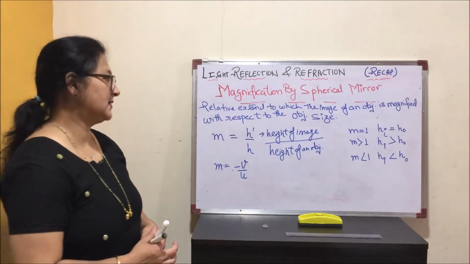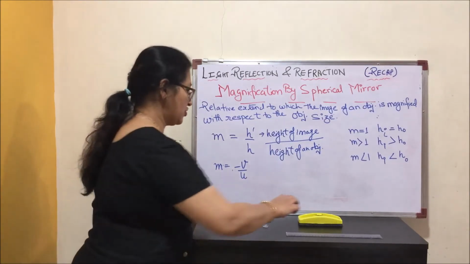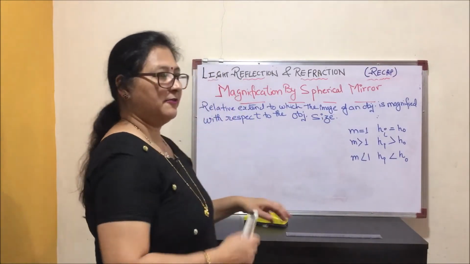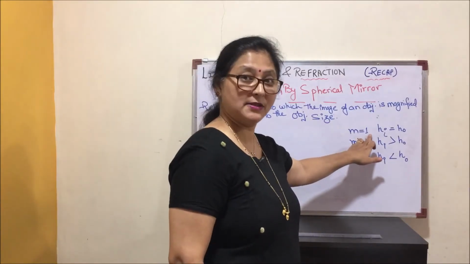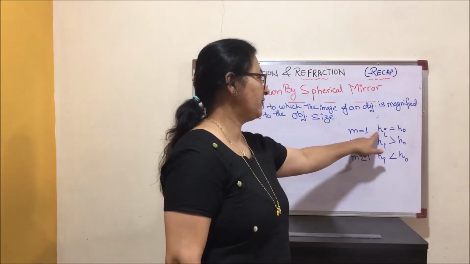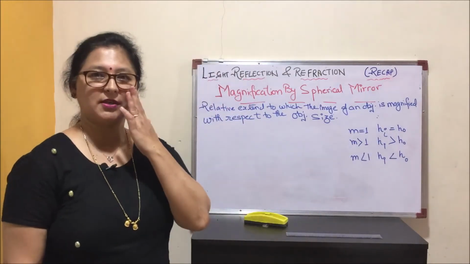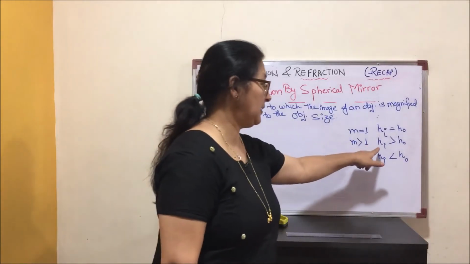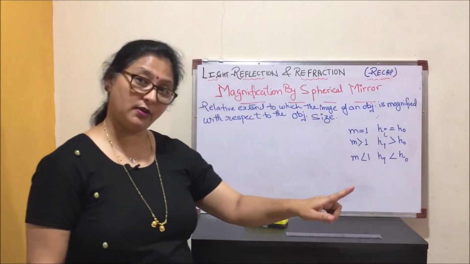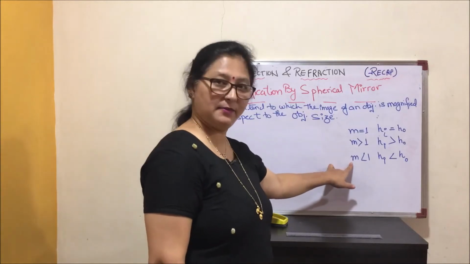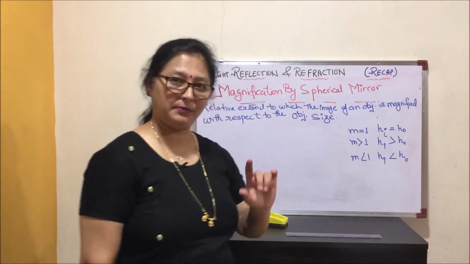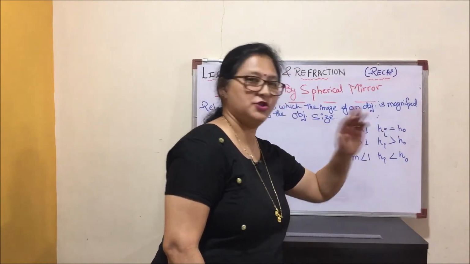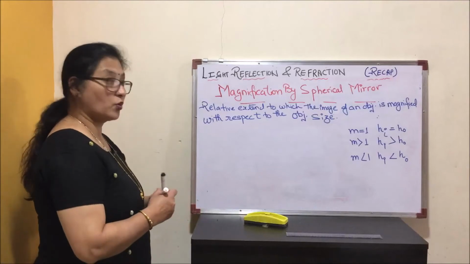So let's now understand more about the magnification, right? When m is equal to 1, that means the height of the image is equal to the height of the object. Clear? When m is greater than 1, that means the height of the image is more than the height of the object. And when magnification is less than 1, it means the height of the image is less than the height of the object. Clear, students? Now let's prove it.